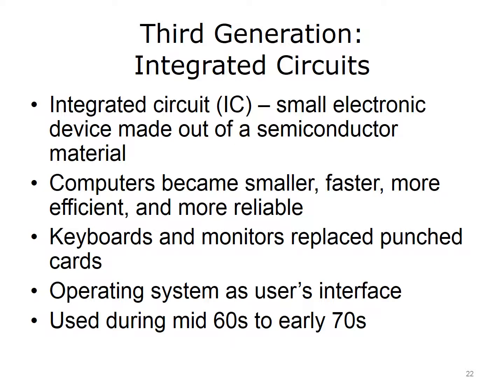Keyboards and monitors replaced punch cards and printouts, and users interacted with third-generation computers through an operating system, which allowed the computer to run many different applications simultaneously. For the first time, computers became accessible to a mass audience. Third-generation computers spanned the time period between the mid-1960s and the early 1970s.